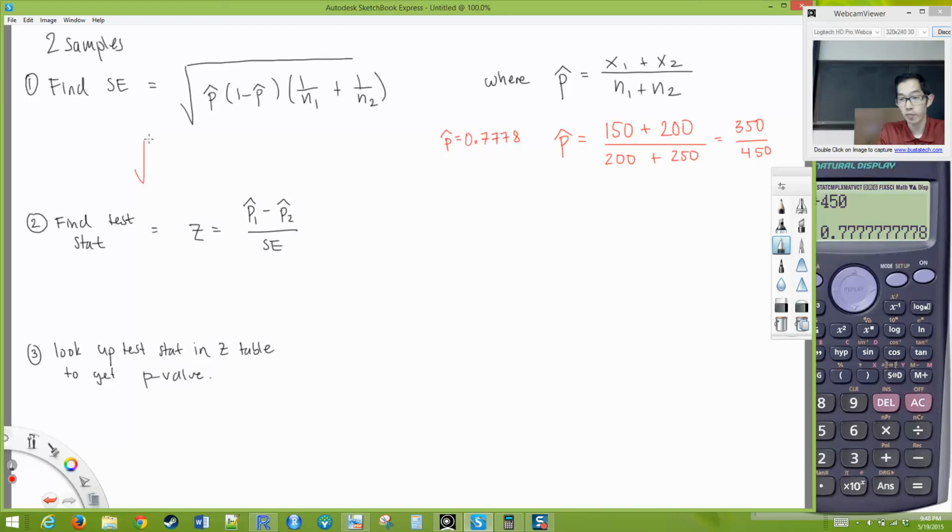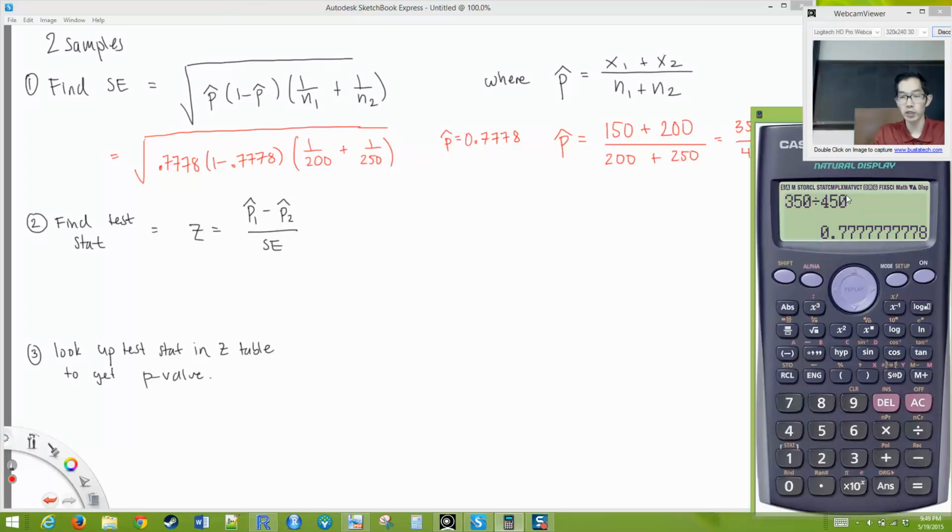We're going to plug this in to get our standard error. We're going to do 0.7778 times 1 minus 0.7778, because we're plugging in p hats, times 1 over n1 plus 1 over n2. What is n1? 200. And what's n2? 250. Okay? And so now we punch this into our calculator.